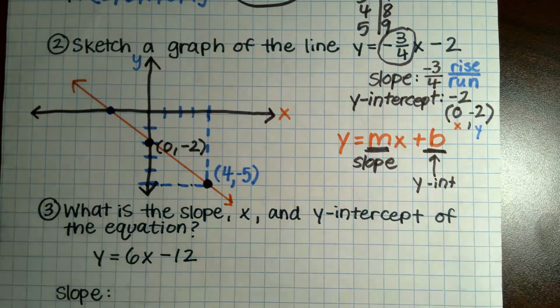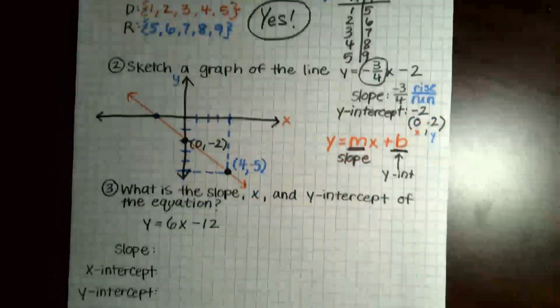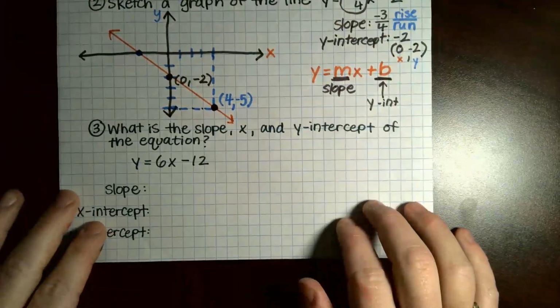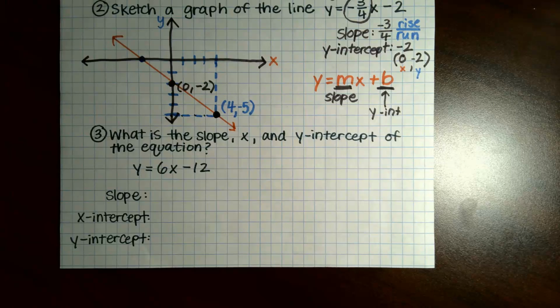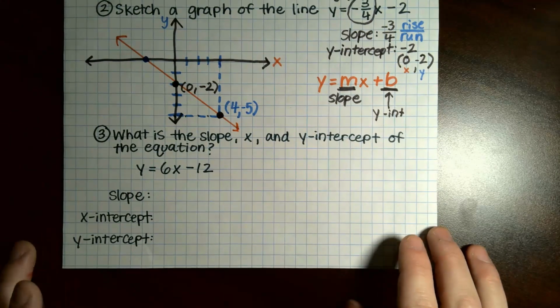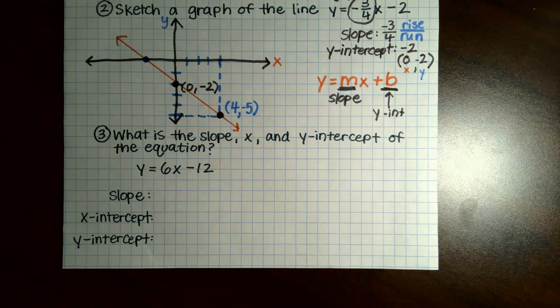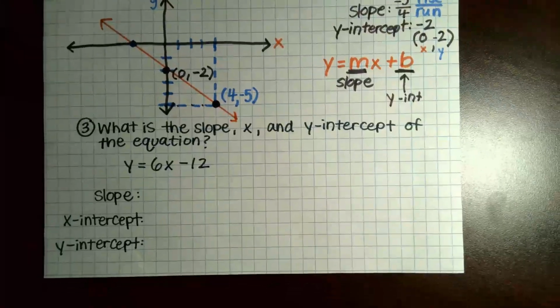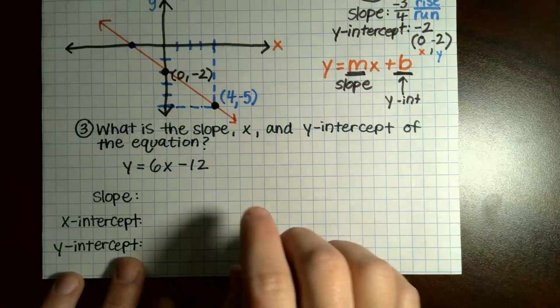All right, let's try number 3. Now, for number 3, guys, remember, this is a familiar question that you will probably definitely see again. So if you got the incorrect answer, make sure you correct it in your notes. Let's talk about it. So our slope is going to be 6. Let's read the directions.